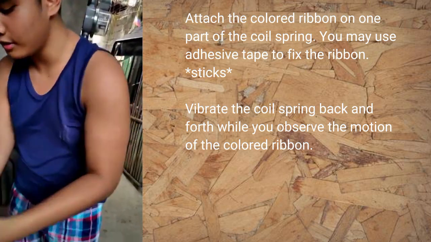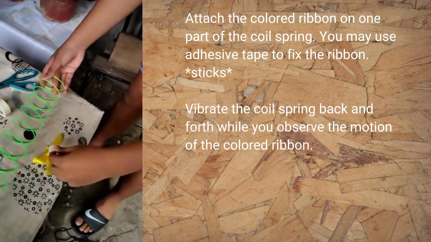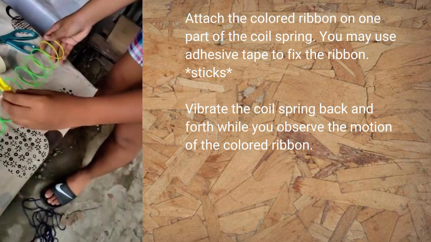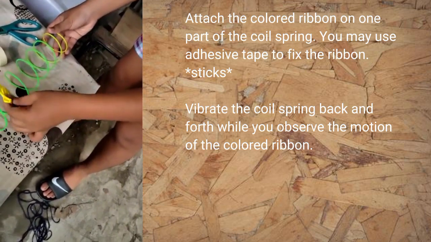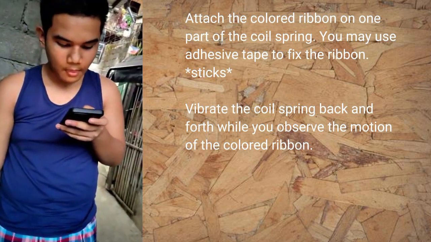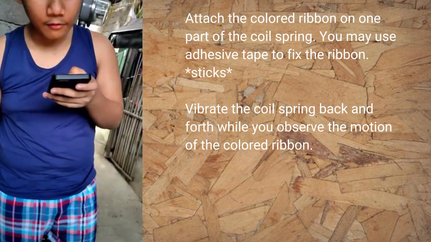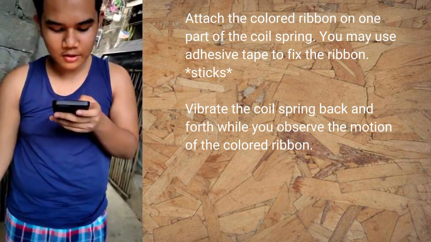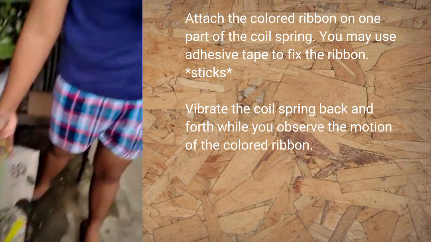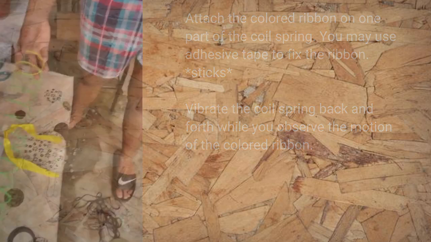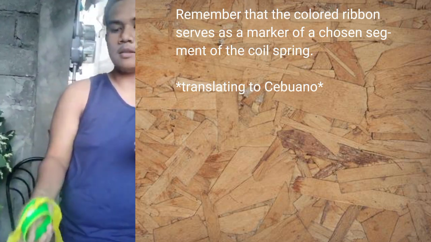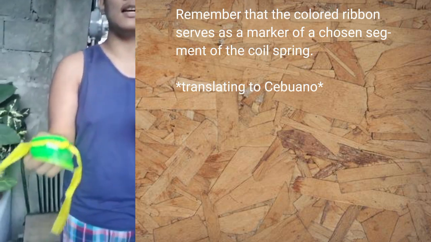Vibrate the coil spring back and forth while you observe the motion of the colored ribbon. Remember that the colored ribbon serves as a marker of the chosen segment of the coil spring. So, this is the marker on the coil spring.